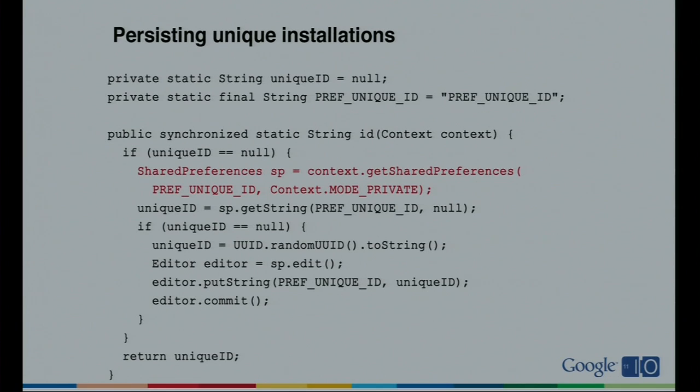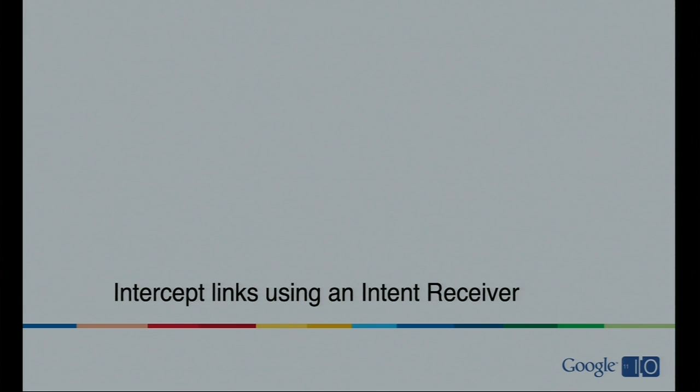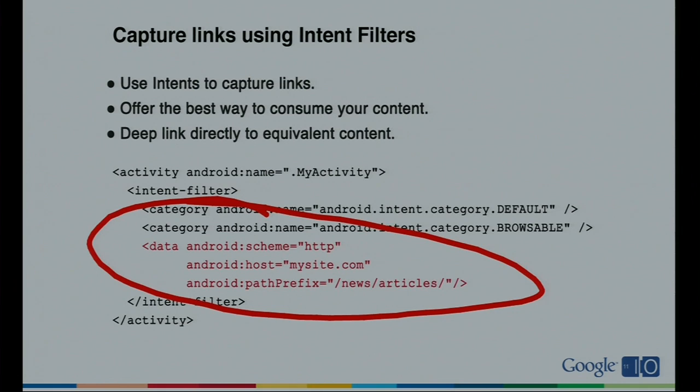The last psychic tip is something which has existed since the very beginning, but a disappointingly large number of people haven't been taking advantage of, and that's intercepting links to content. So you've seen this before, Google Maps, YouTube, you follow a link, it asks you, do you want to view this in the native app or do you want to use the browser? You can do exactly the same thing, and it's as simple as adding this data node or data attribute within the intent filter node of the activity, which is able to handle that content.